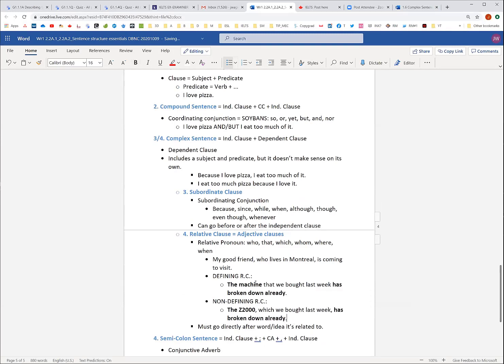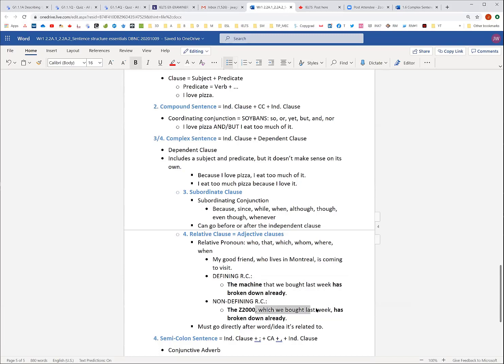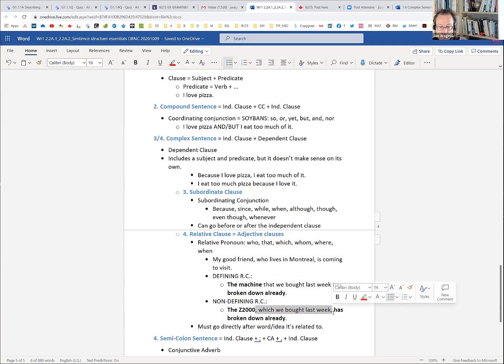The difference is, in the first example, the machine is non-specific. But in the second example, the Z2000, it's very specific, so the person you're talking to knows already what you're talking about. In this case, the relative clause is an additional detail. Notice it goes inside commas. And when you read it, there are clear pauses here. The Z2000, which we bought last week, has broken down already.